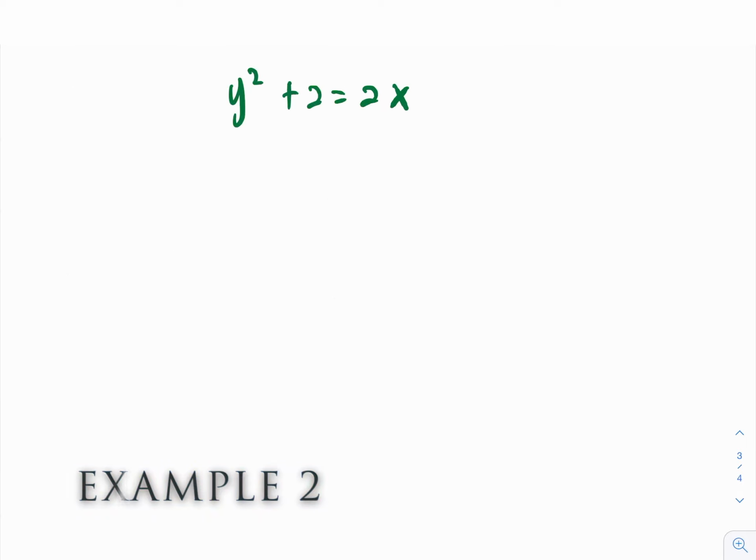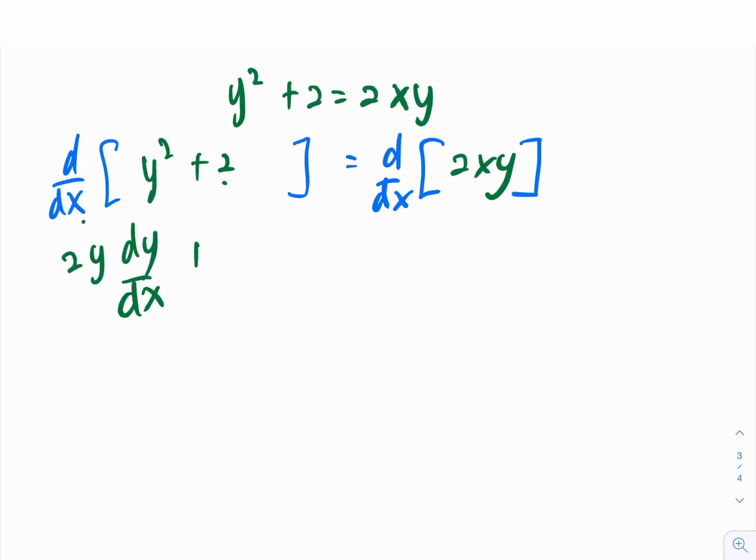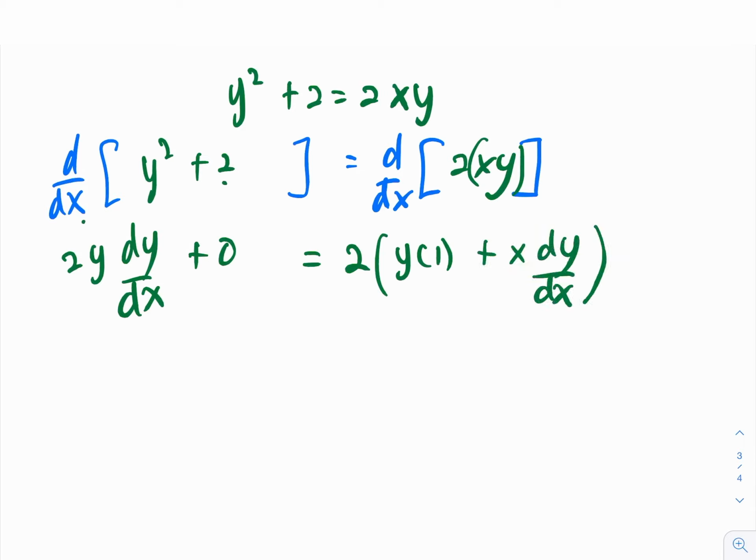Let's take a look at another example. We have y squared plus 2 equals 2xy, and again, we want to find dy/dx. The first step, we have to put d/dx at the front for both sides. Now let's differentiate. If we differentiate y squared with respect to x, we'll have 2y dy/dx. And if we differentiate 2 with respect to x, we have 0, equals, and if we differentiate 2xy with respect to x, we'll have 2, since 2 is a constant. Again, we have to apply the product rule, which is v u prime, which is 1, plus u v prime. Then we have 2y dy/dx equals 2y plus 2x dy/dx.